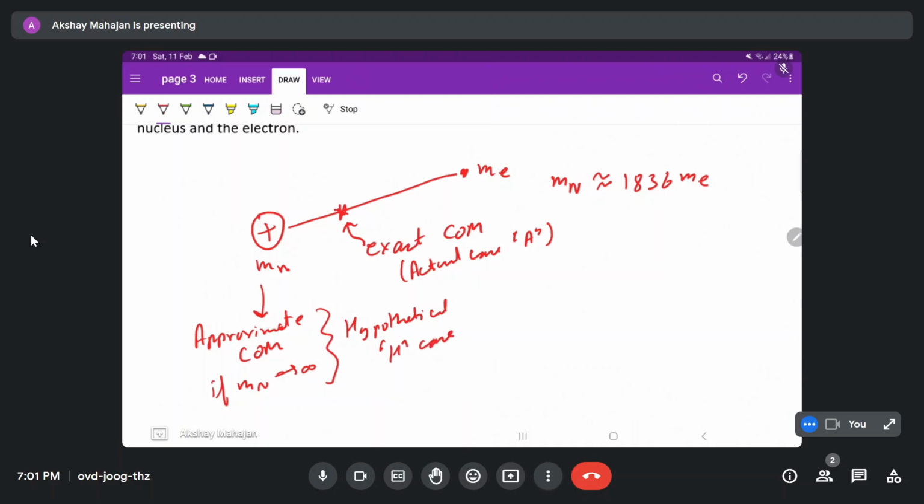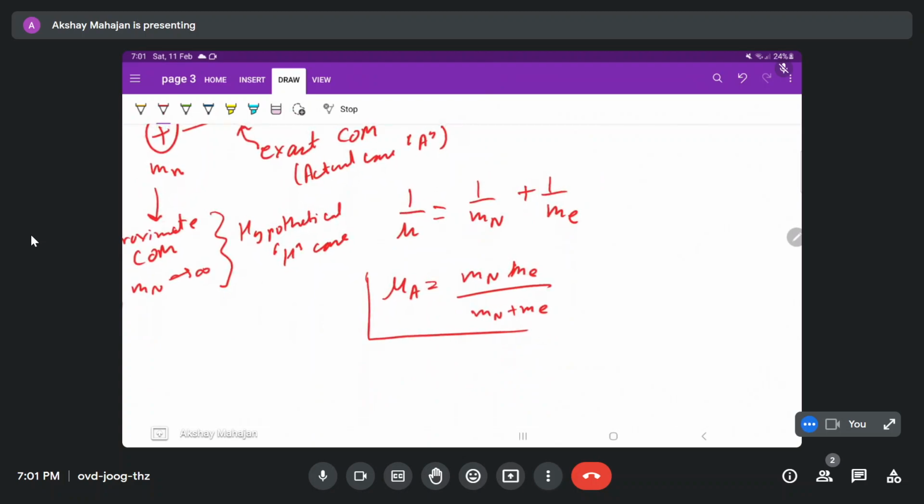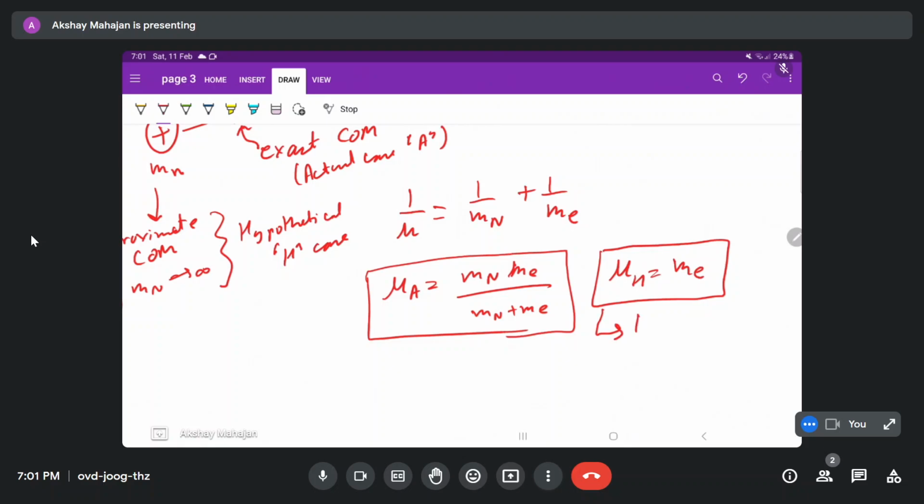So basically, when you have to solve, you will use the reduced mass, which is given by 1 by mu equals 1 by Mn plus 1 by Me. Now in your actual case, this reduced mass must come as Mn Me over Mn plus Me, because your center of mass is between the nucleus and the electron, while in your hypothetical case this will just come as Me. Because Mn is very high, 1 by mu H will be approximately equal to 1 by Me, because Mn is very large.